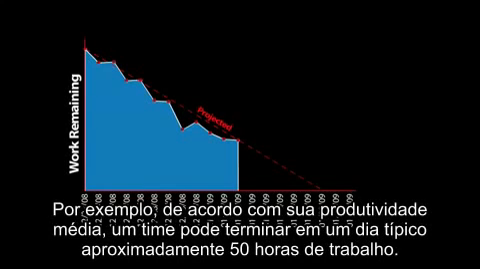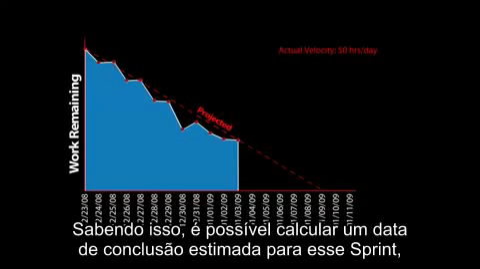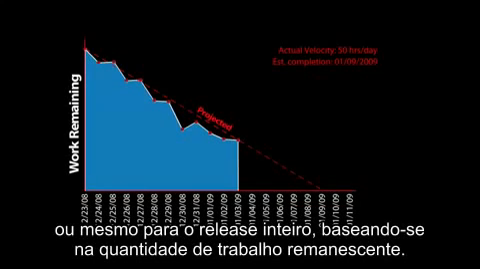the burndown velocity. This is the average rate of productivity for each day. For example, a team's rate of productivity might be that on a typical day they finish approximately 50 hours of work. Knowing that, it's possible to calculate an estimated completion date for the sprint, or even for the entire release based on the amount of work remaining.